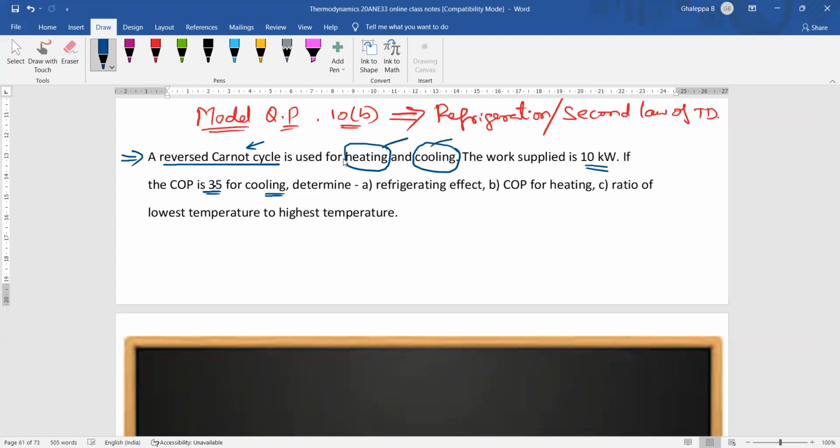Okay, there are two processes. One is cooling and heating, but COP of this engine for cooling, he has given 3.5. He has asked to determine refrigerating effect. Refrigerating effect, we'll call it as RE. What is meant by refrigerating effect? Refrigerating effect is the amount of heat absorbed from the system or from the space where you need to cool. And as a second unknown, he has asked the COP of heating. COP of cooling he has given, and he has asked for heating, as well as the ratio of low temperature to high temperature. He has asked the ratio in some percentage.